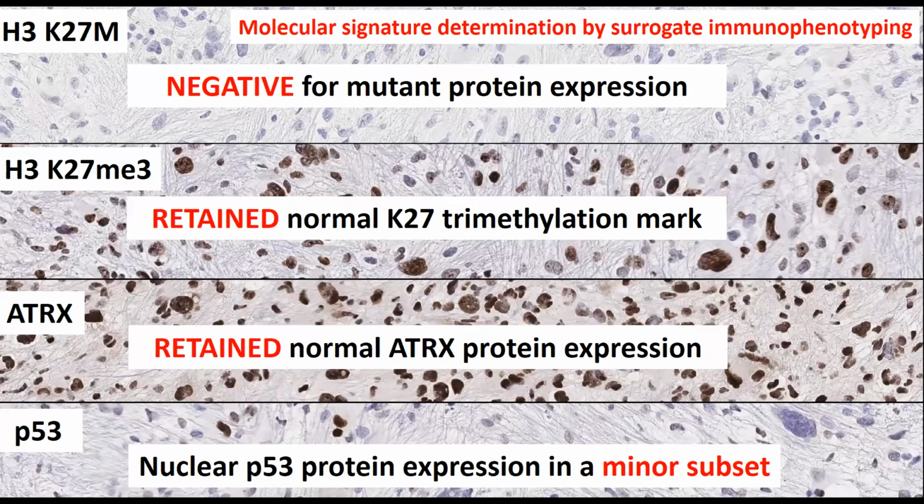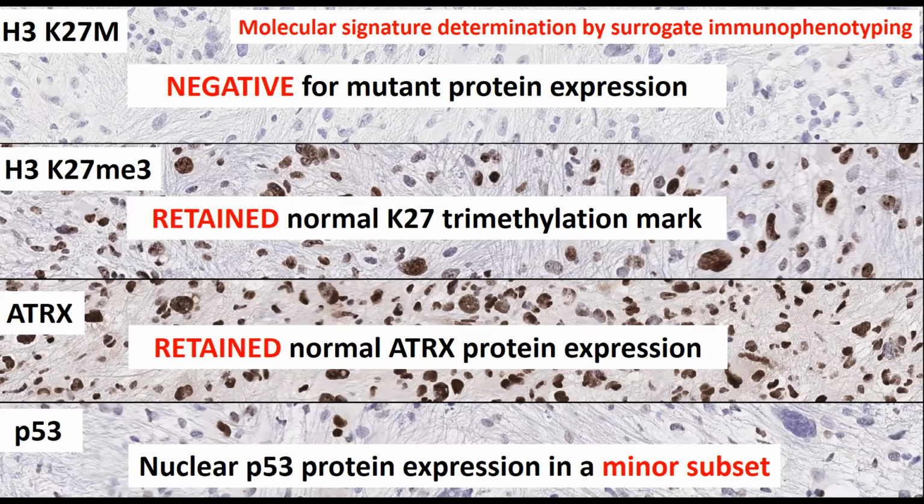So look at the very top, histone H3 K27M. The antibody is directed against the mutant protein K27M, and we see no staining, only hematoxylin, no brown. Therefore, negative for mutant protein expression. The K27 trimethylation mark, all right, retained. It's normal. You can see the vast majority of the nuclei are staining.